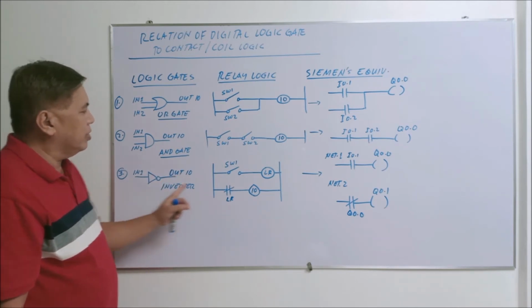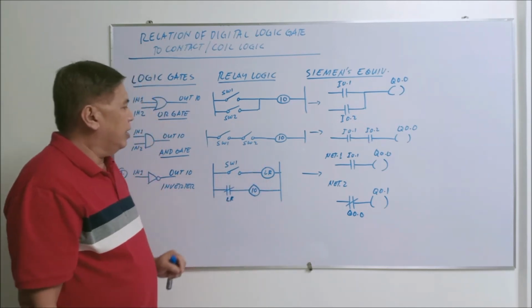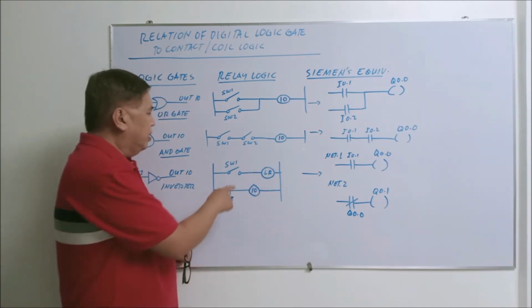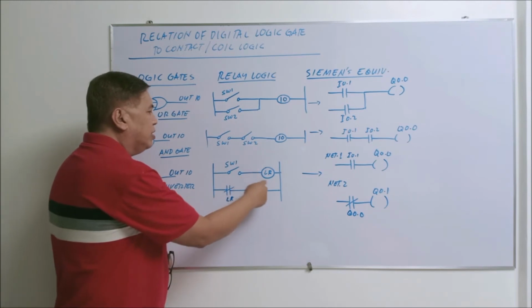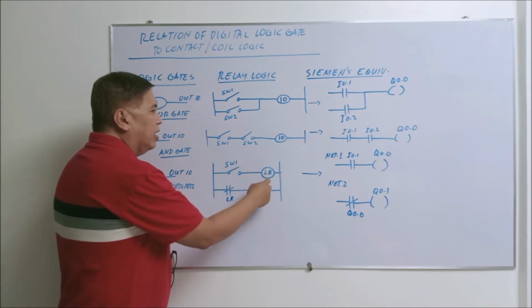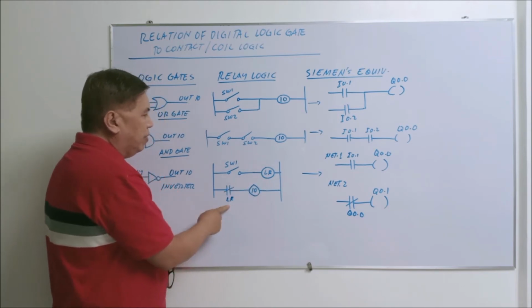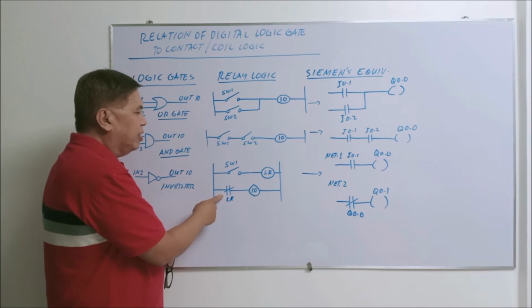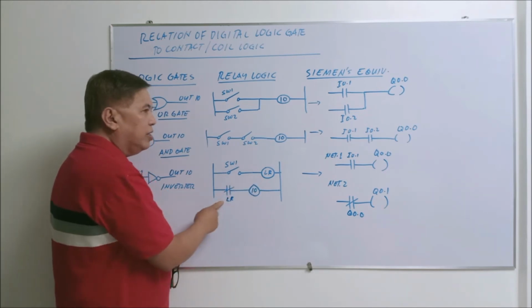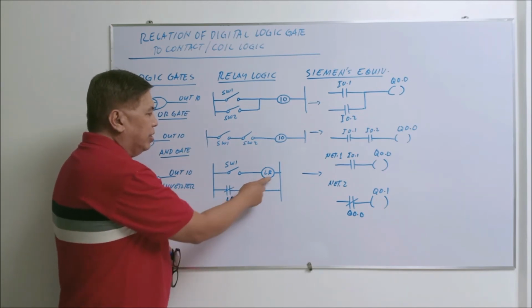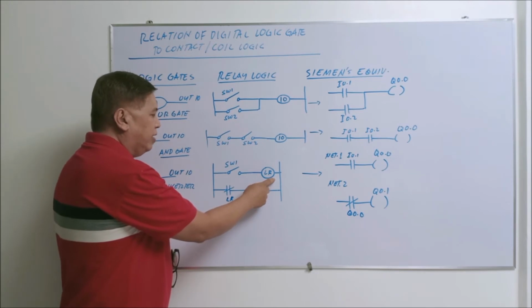So, how do we represent this in our relay logic? We have here switch 1, and this one here is our logic relay, LR. And then we have here an LR again, which is a normally closed contact. This is the internal contact of your LR coil.